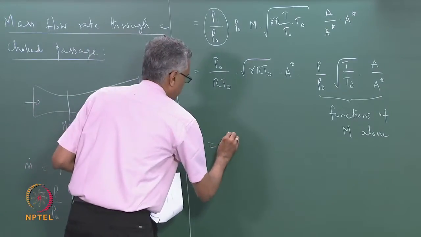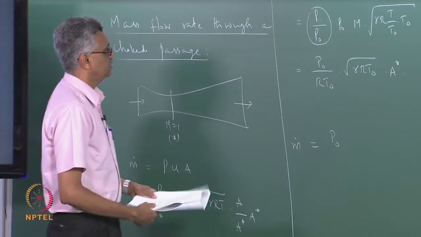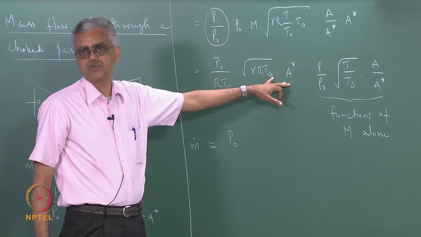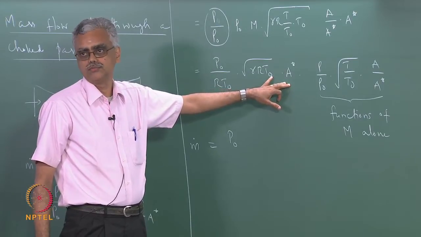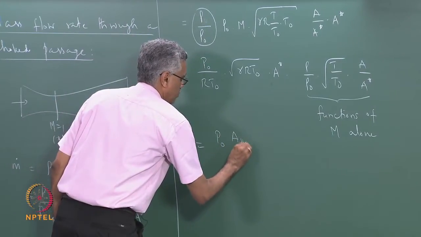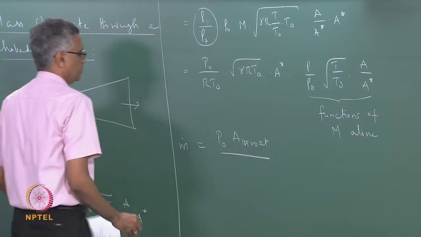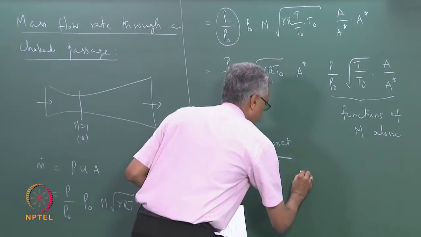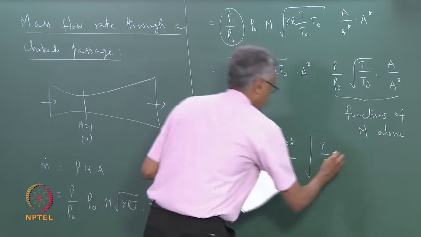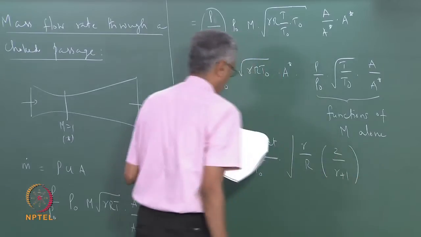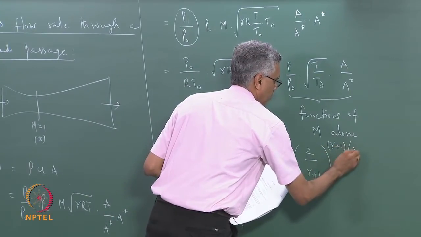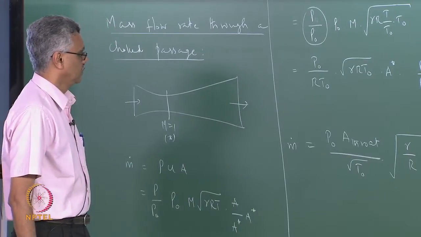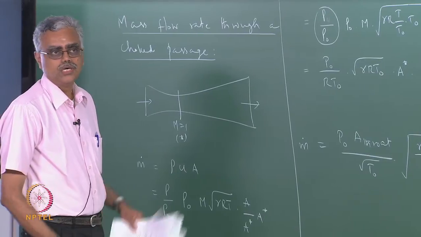So, m dot is equal to P0. Remember, we said using our area velocity relationship that if the flow chokes, it must do so at a point of minimum cross sectional area. So, I can replace this A star with A throat. So, P0 times A throat divided by square root of T naught times another quantity, which we write like this: square root of gamma over R times 2 over gamma plus 1 to the power gamma plus 1 over gamma minus 1. So, this is the expression for mass flow rate through a choked passage.